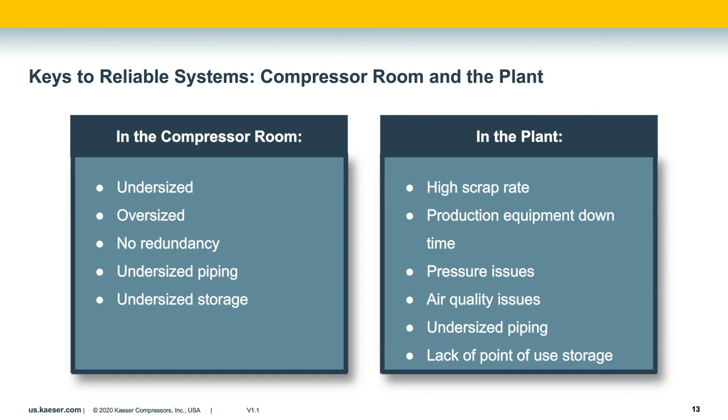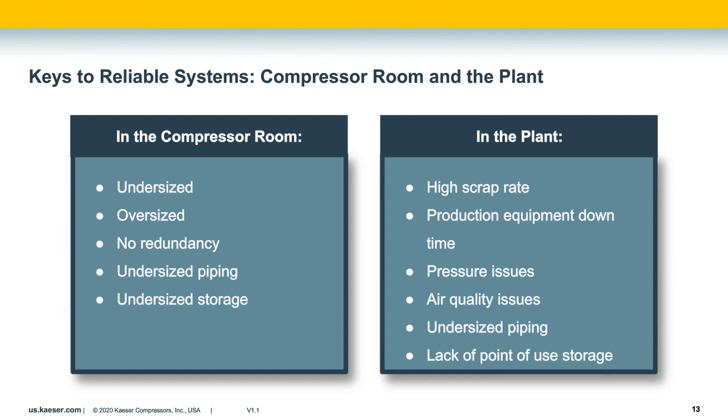As a summary, for a reliable system in the compressor room, you want to actually look for undersized or oversized compressors. That may be part of your problem, that it's cycling too much, or you don't have enough air, so pressure is dropping. Without redundancy for compressors, dryers, or filters, you may be inadvertently causing productive downtime. Other things to look for would be undersized piping or undersized storage, and these conditions can cause the type of failures that we were just discussing.